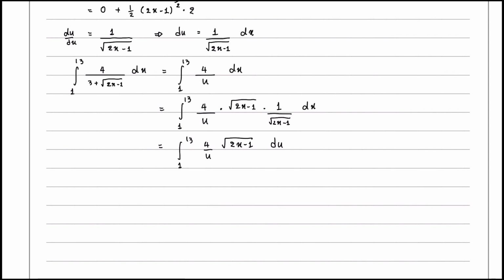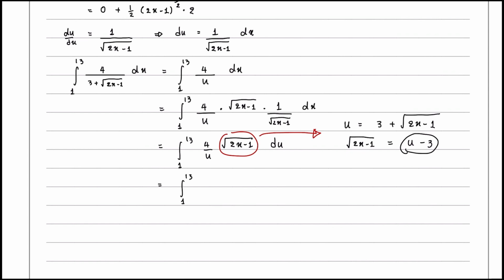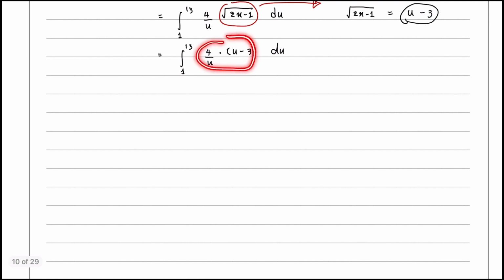Then we have to change square root of 2x minus 1 to be in terms of u. So how can we change that? We know that u equals 3 plus square root of 2x minus 1. That means square root of 2x minus 1 is u minus 3. We can substitute this u minus 3 back into this term, which is the integral from 1 to 13 of 4 over u times (u minus 3) du.